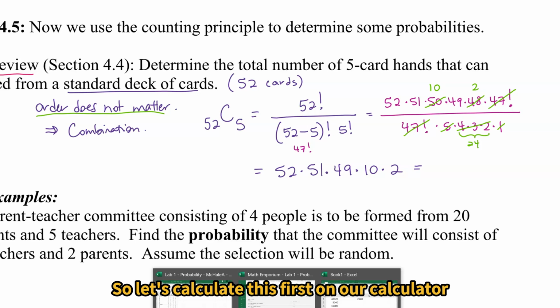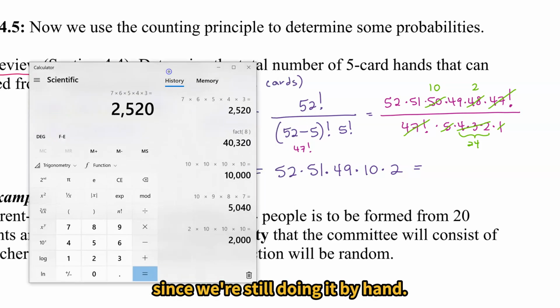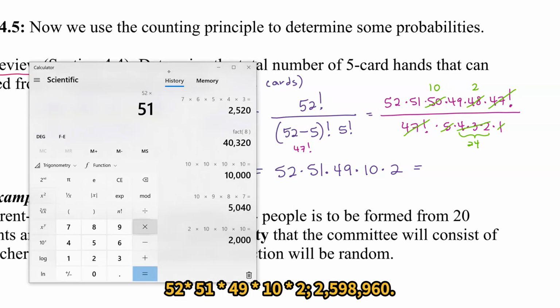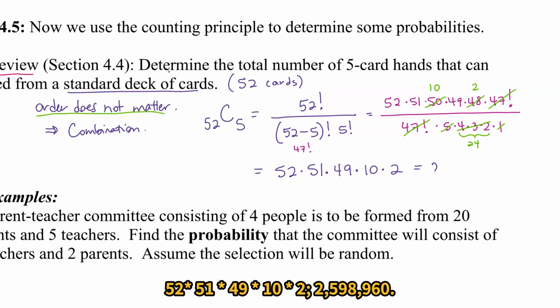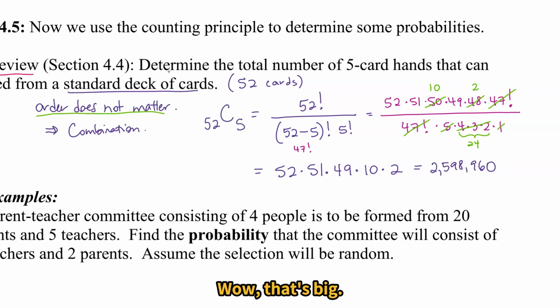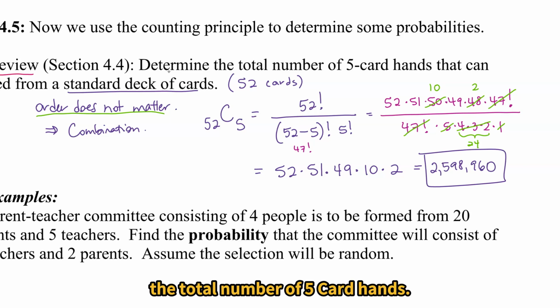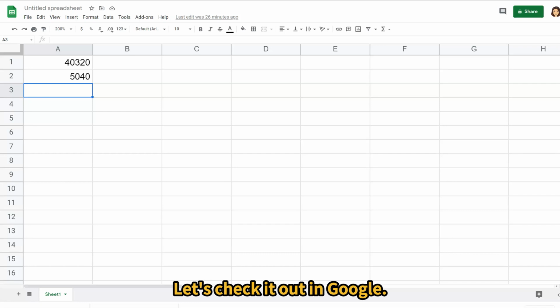So let's calculate this. First on our calculator, since we're still doing it by hand. 52, 51, 49, 10, and 2. 2,598,960. Wow, that's big. But that does give us the total number of 5-card hands. Now, by hand takes a lot of time. Let's check it out in Google.